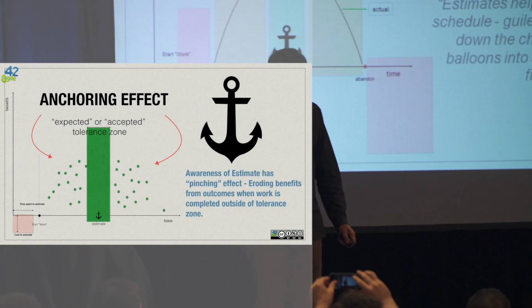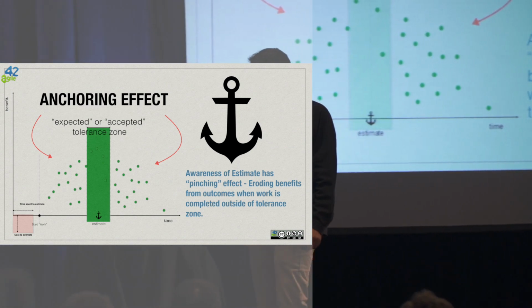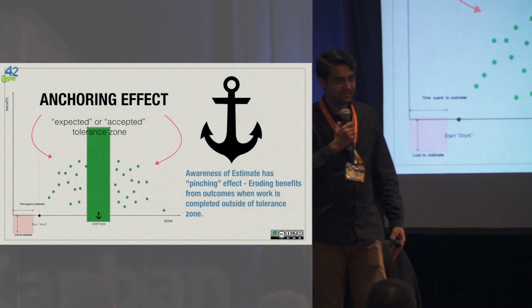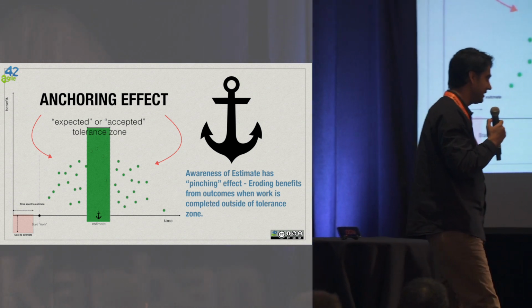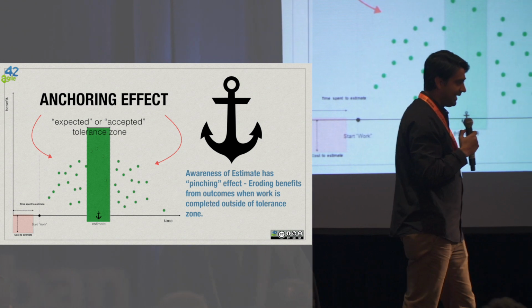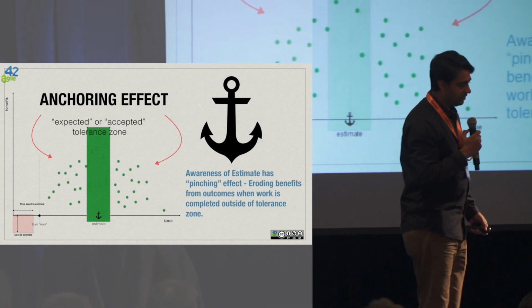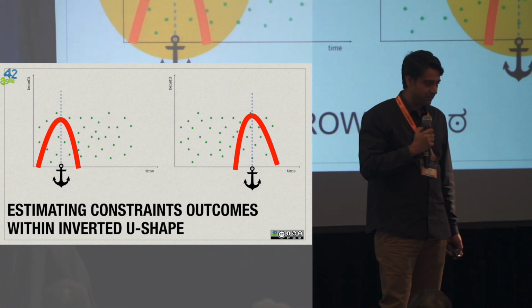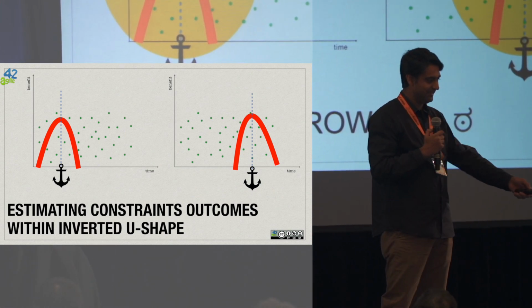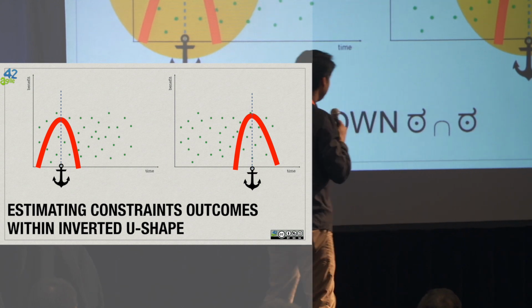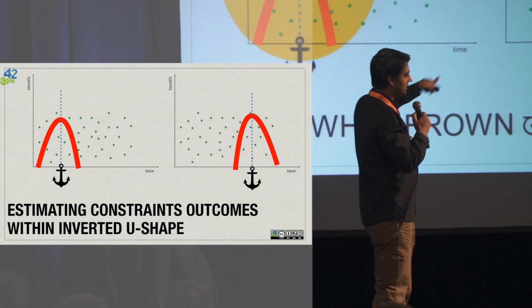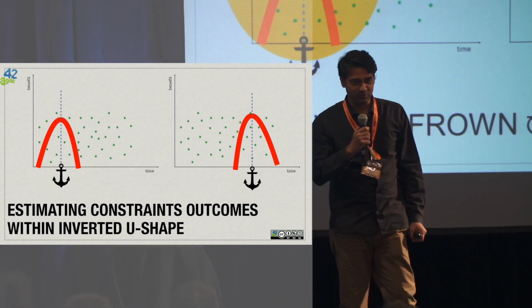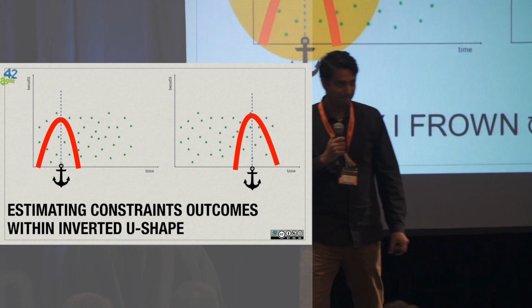than you do. You see, what estimates do is they create an anchoring effect. It's sort of a pinching effect. All the benefits, they get centered around the tolerance zone of the accepted estimate. And when that happens, you are eroding all the other benefits that are possible for you. What I feel is, since estimation is a guess, you are going to guess and you're going to get an inverted U-shaped outcome irrespective of what guesses you're going to make. And that's why I frown when I give estimates.